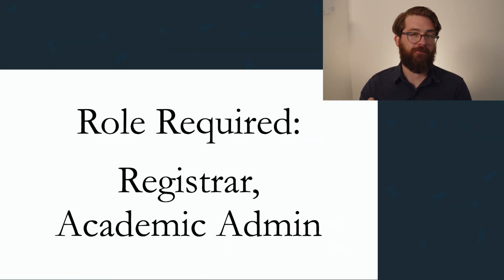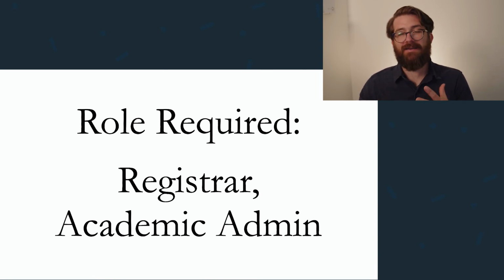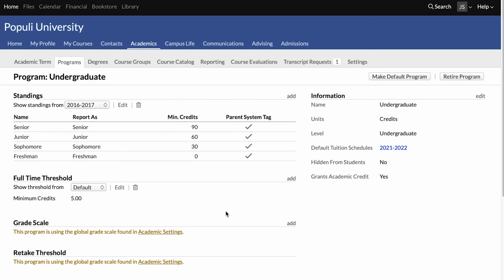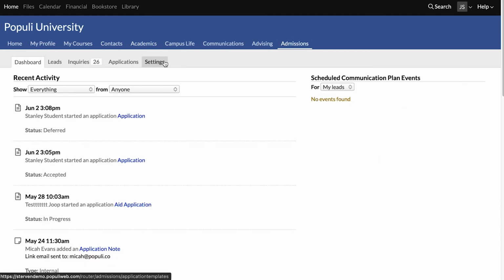Okay, now we're going to add that program to a student. The role required for this part of the process is either the registrar or academic admin role. But things are unfortunately a little more complicated, and I do want to run through this. It also highlights one of the benefits of this process. So if you're going in and actually adding programs to students individually, this is the role you would need. But typically, this would happen as part of your admissions process.